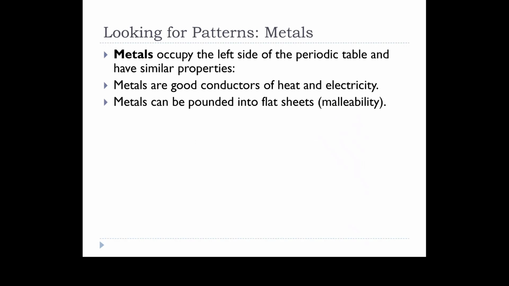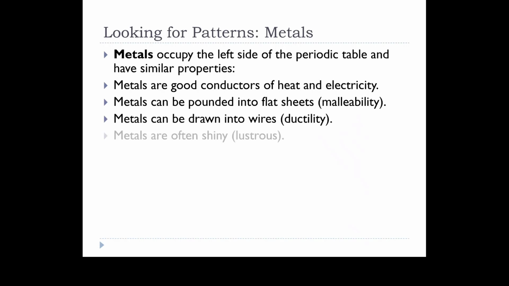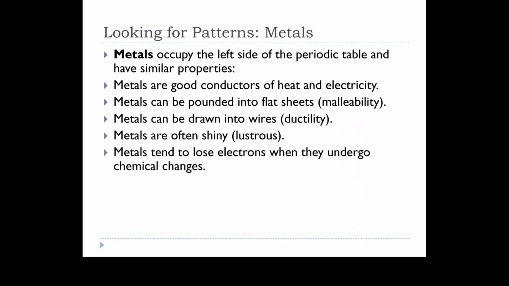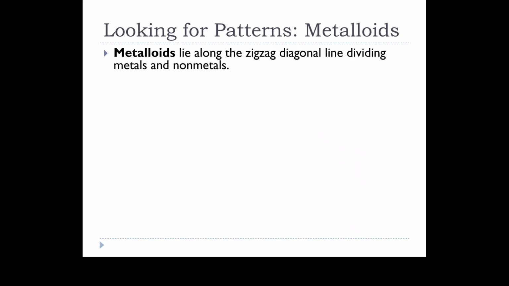Like we said, metals, left-hand side of the periodic table, good conductors. They're malleable, they're ductile, they're shiny, and they usually give up electrons when they undergo chemical reactions. We haven't talked about chemical reactions yet, and that's okay. All right, so then we got this thing in the middle.